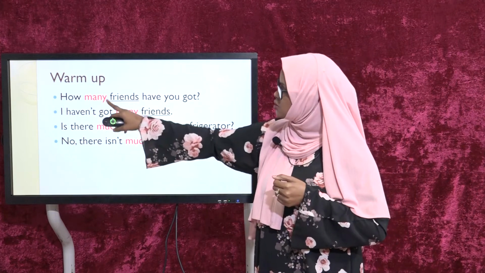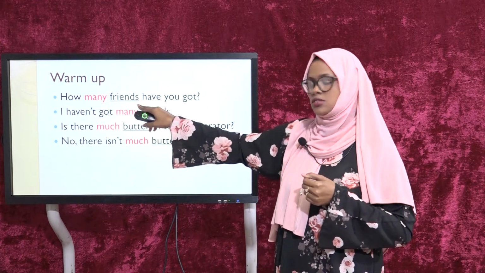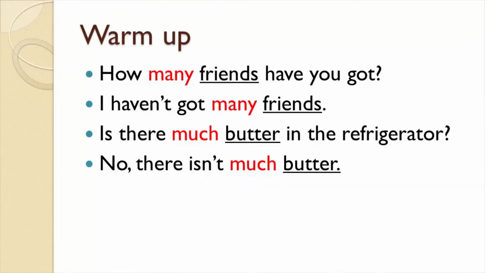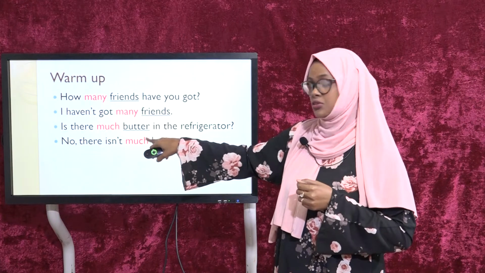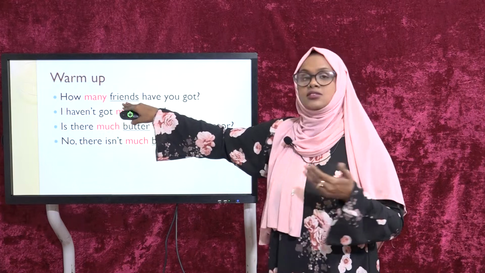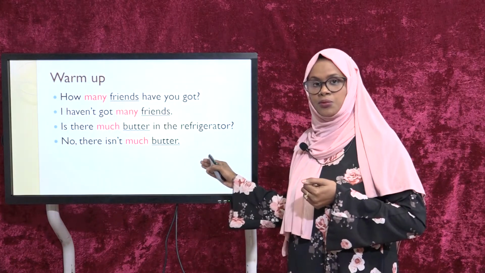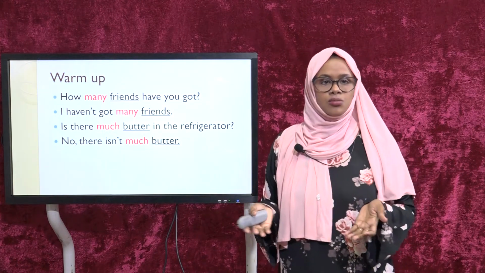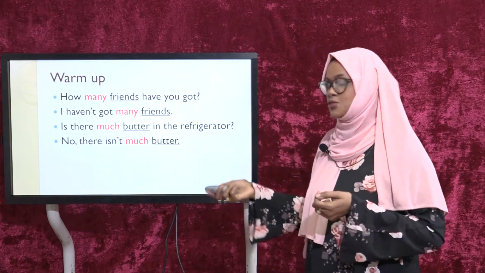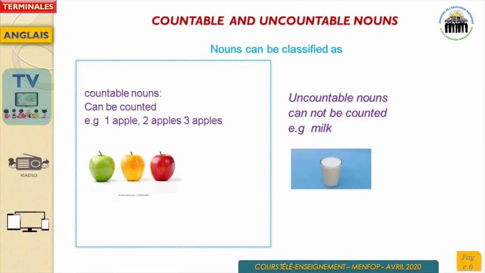Why did I use many in 2 sentences and I used much in the other 2? Because I use many with friends and I use much with butter. Friends is a countable noun and butter is an uncountable noun. Okay? So what are countable and uncountable nouns? Let us see together. Nouns can be classified as 2, okay?